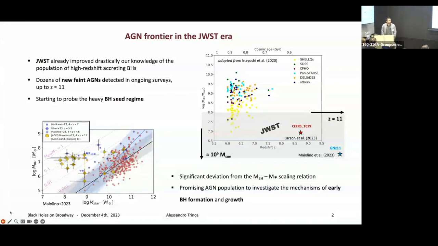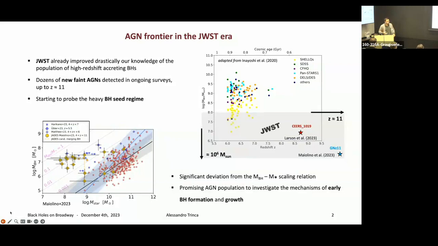Now, as we heard already before the break, and as you would probably know, JWST already improved drastically our knowledge of the high redshift universe, especially concerning the population of highly accreting black holes. We had more than 40 detections of AGNs up to redshift 11. As you can see, we're starting to probe not only the very high redshift, but also the region of less massive and fainter black holes, going down to black hole masses around 10 to the 6 solar, and so starting to probe what we think is the regime where heavy black hole seeds are formed.